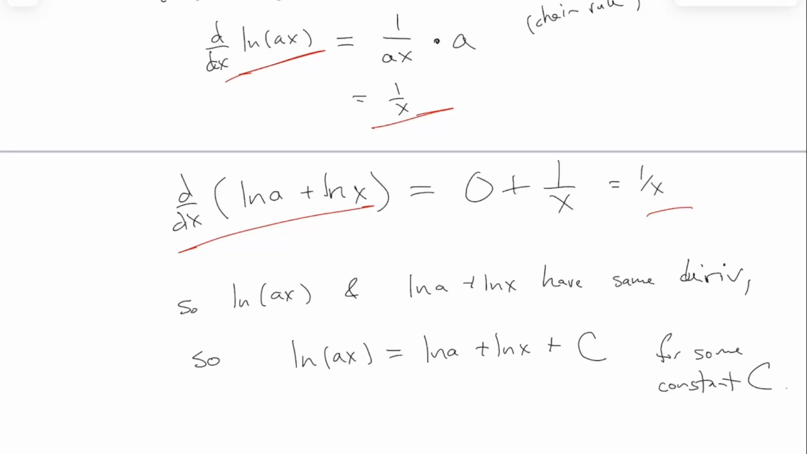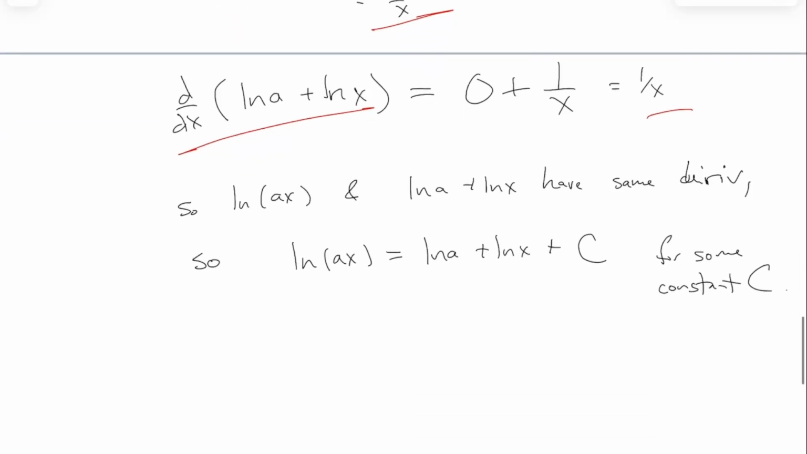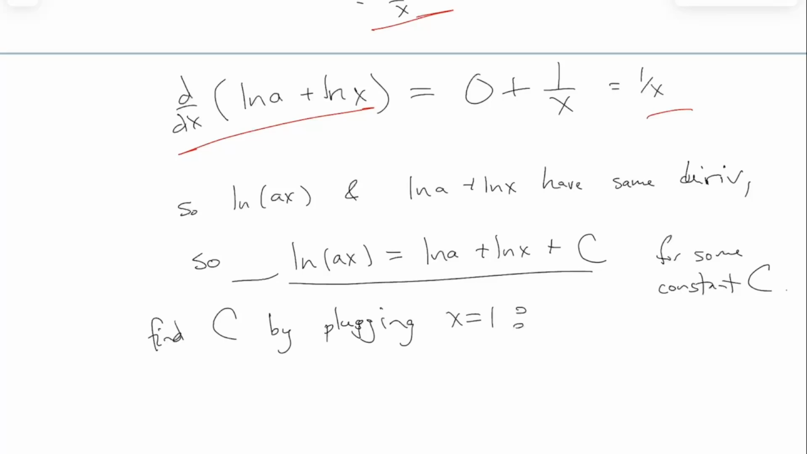And now finally, what is the c? What I would like is for the c to be 0. What is the c? We can find the c by plugging in a single value. Find c by plugging, and I choose to plug in x equals 1. This whole thing then, if I plug in x equals 1, it says ln of a times 1 equals ln of a plus ln of 1 plus c.